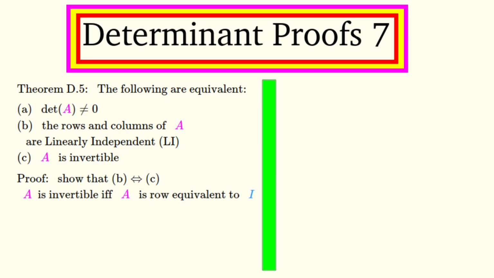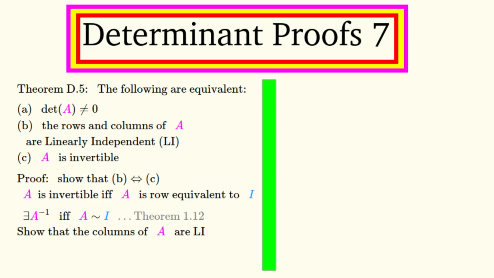We know that if A is invertible, then it's row equivalent to the identity matrix. We know this from a past theorem. We can write this more compactly using mathematical symbols. We'll use the tilde symbol for row equivalence, and this is the theorem that we're using. So I've got to show that the columns of A are linearly independent. We can just write this out as Li.